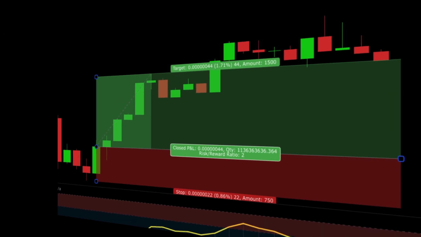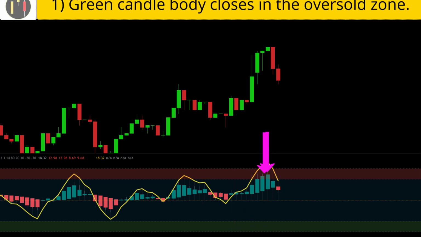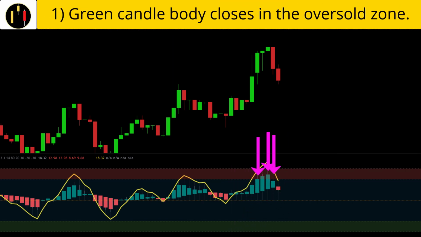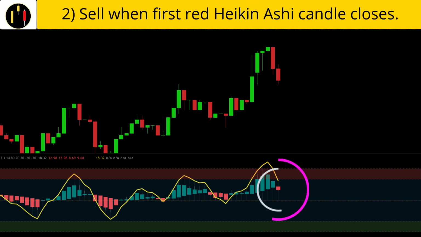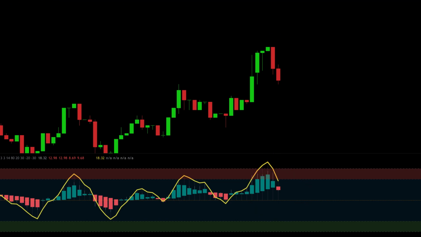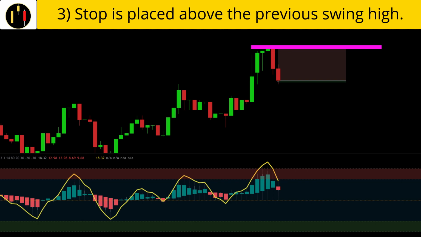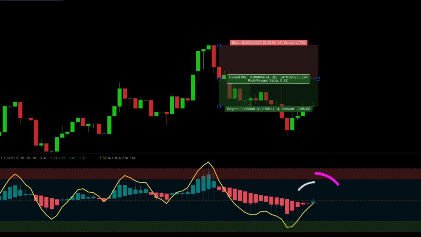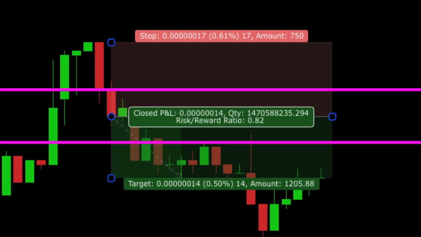Now we flip to shorts. This is what I will test for shorts. First, a green Heikin-Ashi candle closes in the red overbought zone on the indicator. Next, we are looking for the first red Heikin-Ashi candle to close. All of that happens on this candle here. That is our trigger candle. The stop is placed above the previous swing high and the target is dynamic. And this position is closed on the first green Heikin-Ashi candle while touching the RSI.